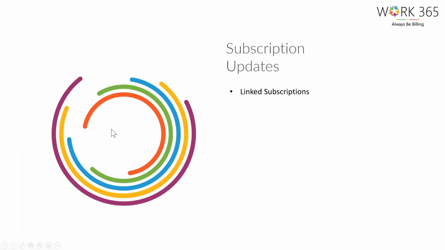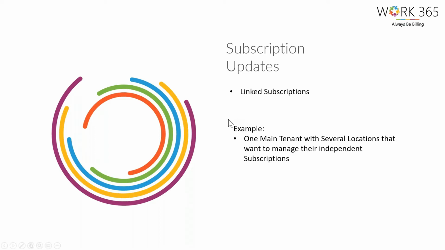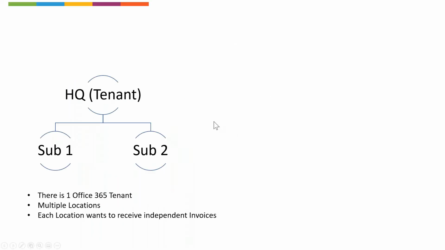Now, finally, on the subscription side, I want to talk about this new feature that's coming out in 4.0. This is actually brand new. It's not available in 3.7 at the moment. It's a feature that's called linked subscription. Actually, it's a provider called linked subscription, and I'll show you the use case in which this is really important. So, think about an example where you have one main tenant with several locations that want to manage their subscriptions independently, right? And this is kind of what it looks like.